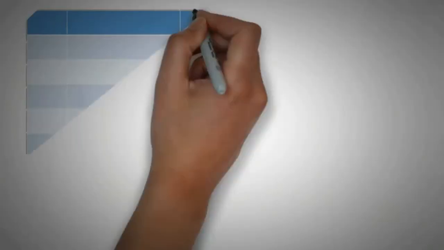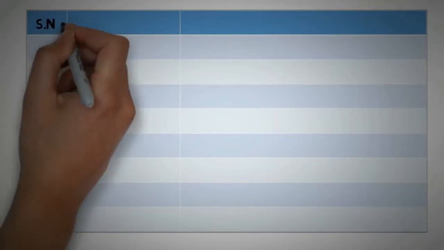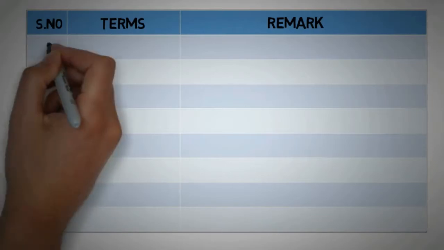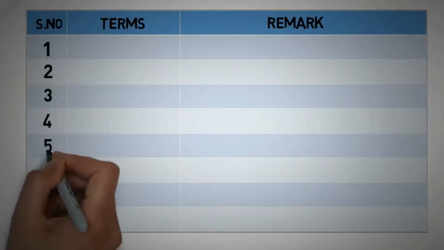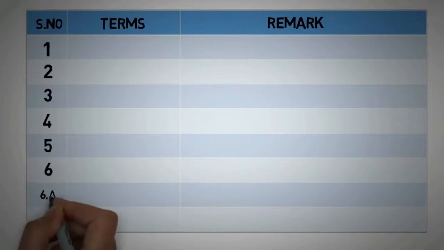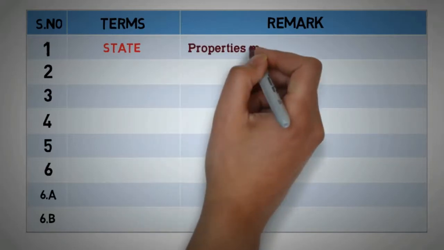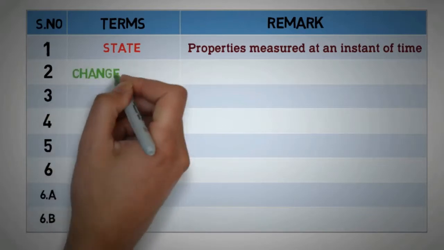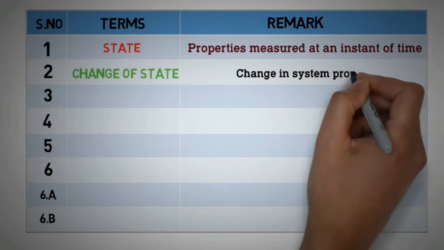Let's summarize what we have learned so far in this video. For that, we will draw a table in which in the first column we will write the terms, and in the remark column we will write what that term means. The first term is state. State is nothing but the properties which are measured at an instant of time. Change of state. The change in the system properties is known as change of state.